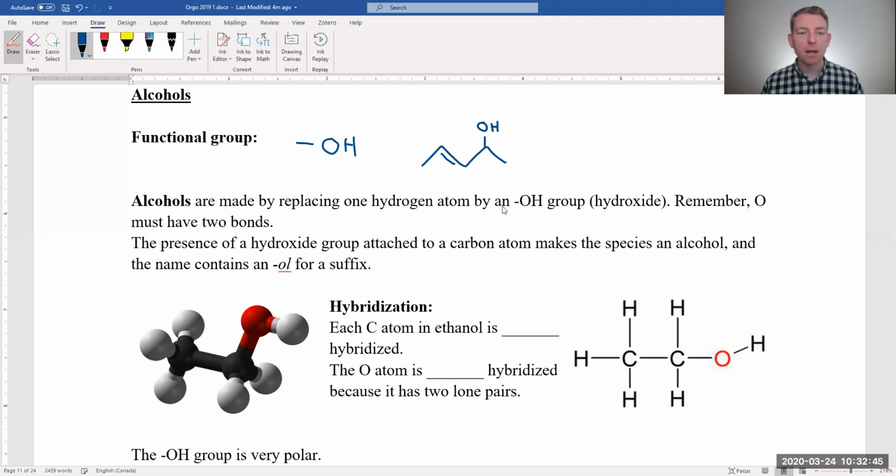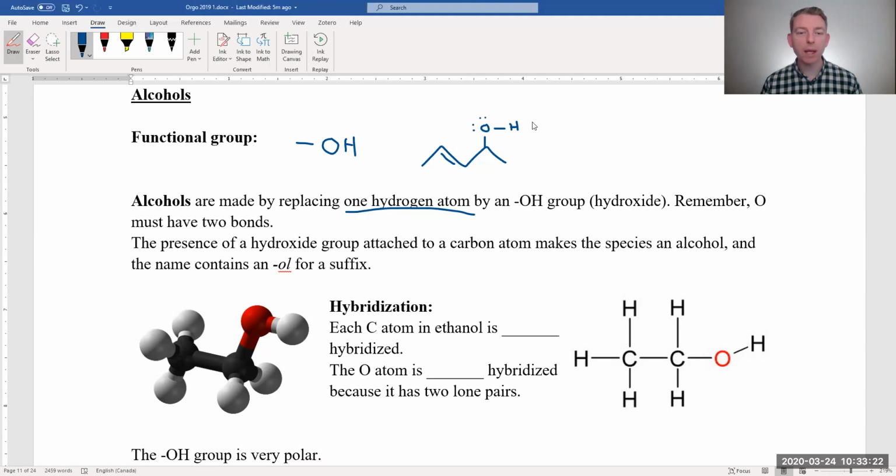Okay, so these are made by, as it shows, replacing one hydrogen atom with a hydroxide. Remembering that oxygen has to have 2 bonds, if we wanted to show that even more specifically, we could draw on an O with an H on another bond. So we've got the 2 bonds there, the 2 lone pairs for oxygen. So we still see that oxygen is sp3 hybridized because it has 1, 2, 3, 4 areas of electron density coming off of it, attached onto the carbon backbone.